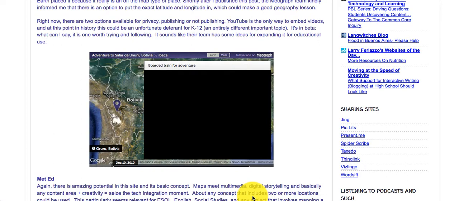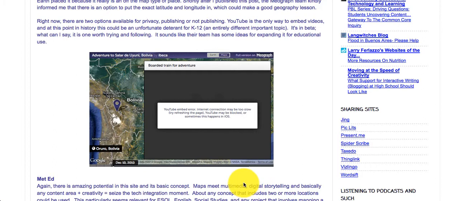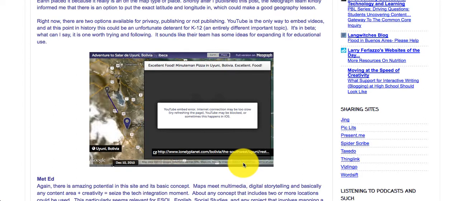This part of our adventure began in Oruro, Bolivia. Go to Minuteman Pizza. If you or your kid happen to throw up there, it's not because of the food. Just thank them for their generosity and great service.